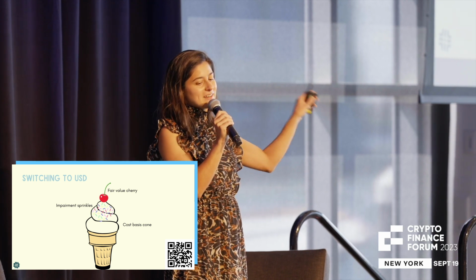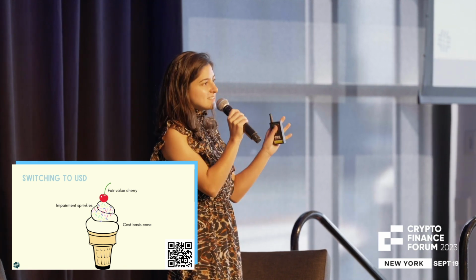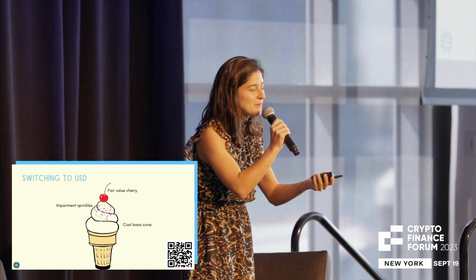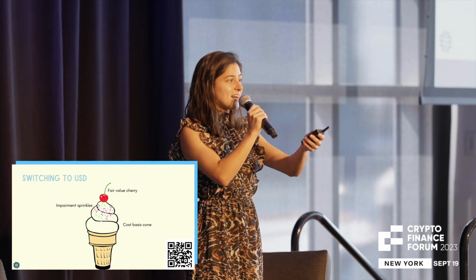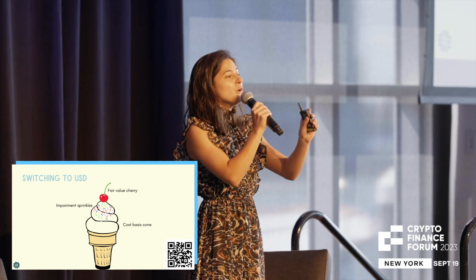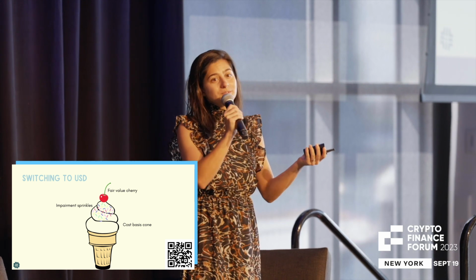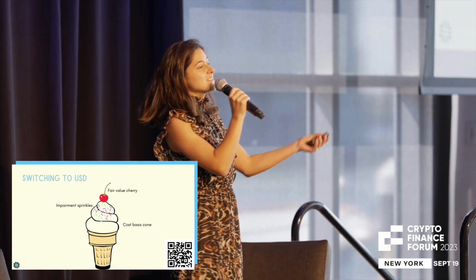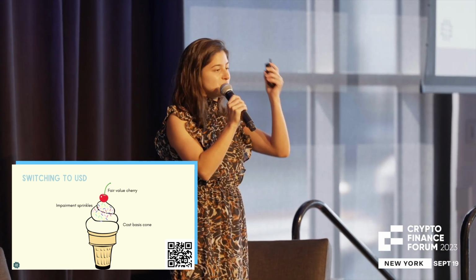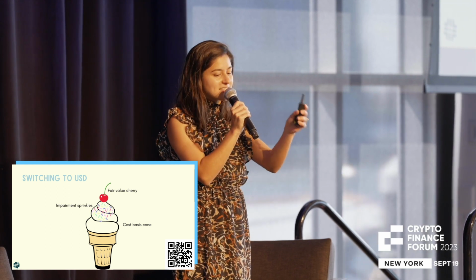I'll get into a second what that is. But for this analogy, imagine we have an ice cream cone. And the base of the ice cream cone, which is the ice cream, is your cost basis, or the price when you originally acquired your crypto assets. And so your cost basis is not going to change. It is the base of the cone, it's historical, it's real, it's going to stay that way.